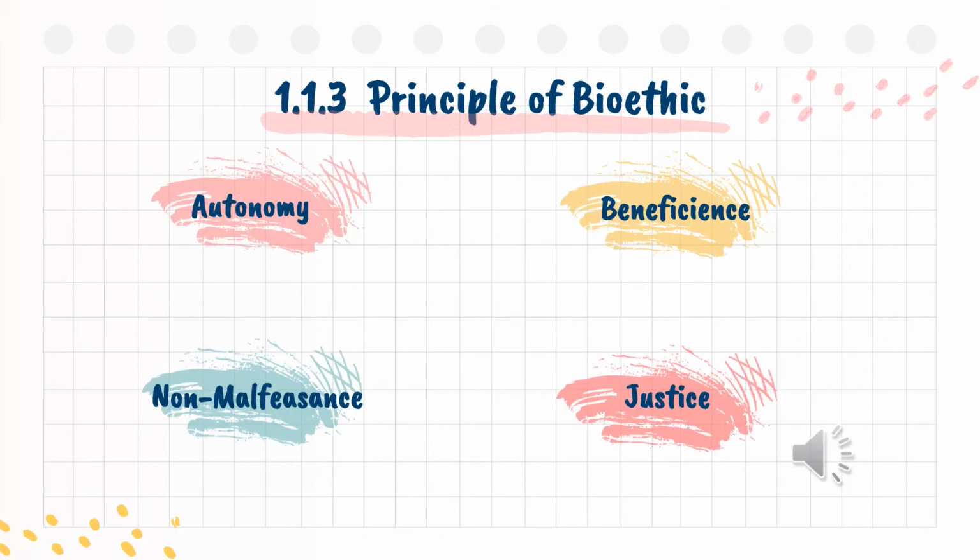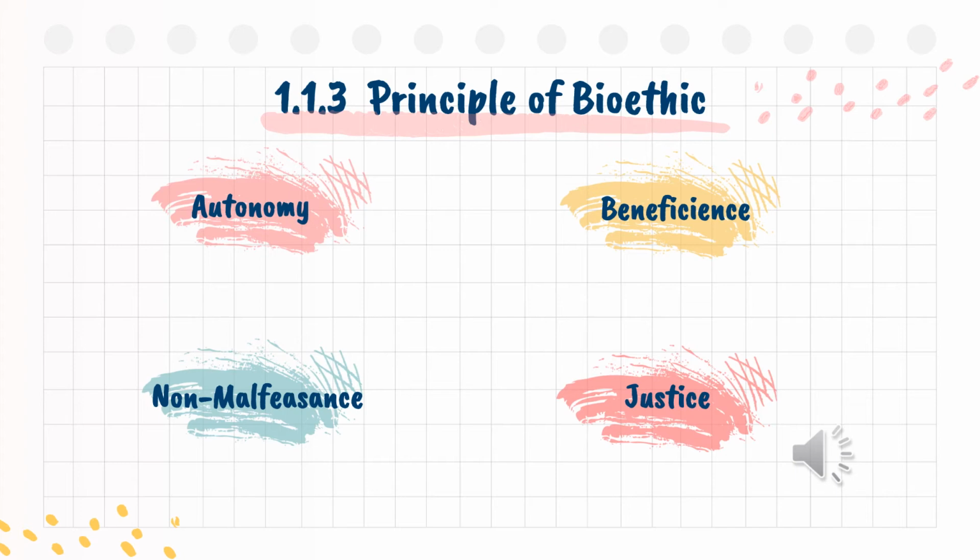Principles of bioethics. There are four principles of bioethics: autonomy, beneficence, non-maleficence, and justice. As for autonomy, the right of the individual to make decisions regarding their own health must be respected. As for beneficence, the healthcare providers must strive to benefit their patients.